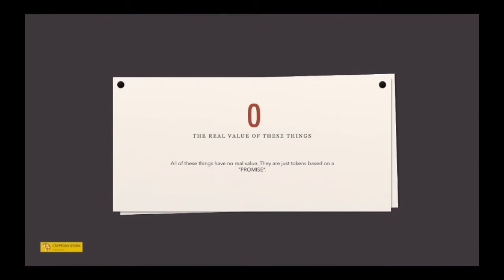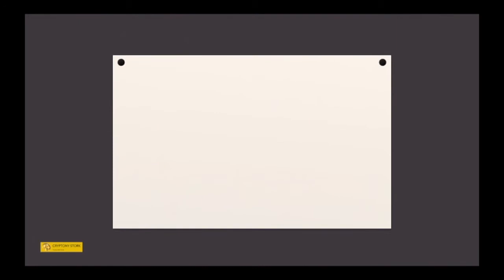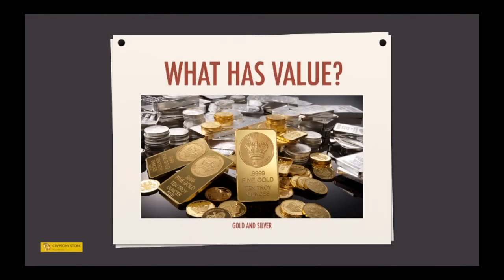Let us look at what has real value. What is currency and what is money? What has value? Gold and silver have value. And since the beginning of time, they were the first things to be used as money, not paper. Gold and silver. Why? They have intrinsic value. Intrinsic just means that by just looking at them, face value, you know it's precious. By just looking at them, you know this is worth something.